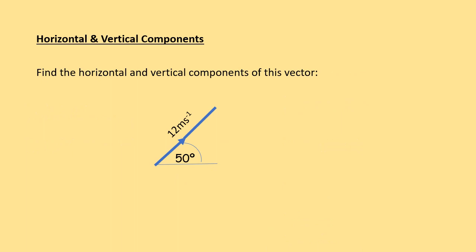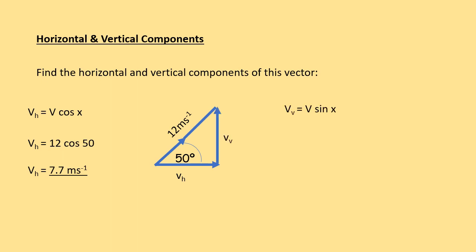Let's have a look at this example then. So we have a velocity of 12 meters per second at an angle of 50 degrees to the horizontal. And what we're looking to do is find the horizontal and vertical components of this vector. So if we start off with the horizontal component, VH, VH equals V cos x, VH equals 12 cos 50, VH equals 7.7 meters per second. And then to find the vertical component, which is VV, VV equals V sine x, VV equals 12 sine 50 equals 9.2 meters per second.